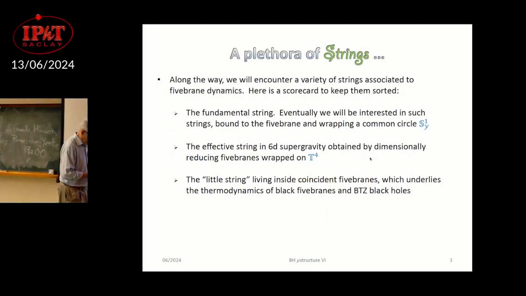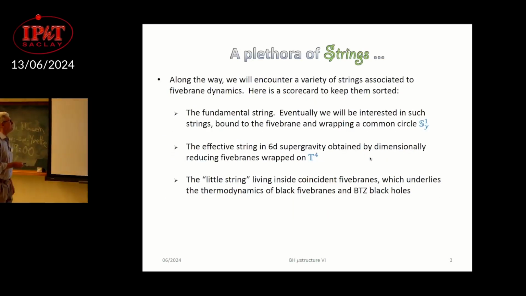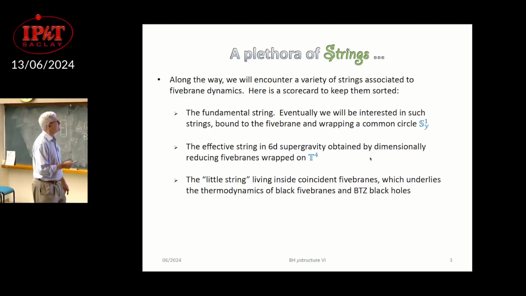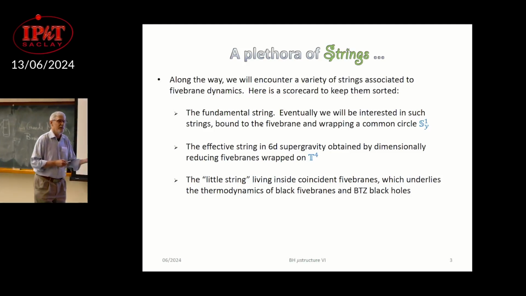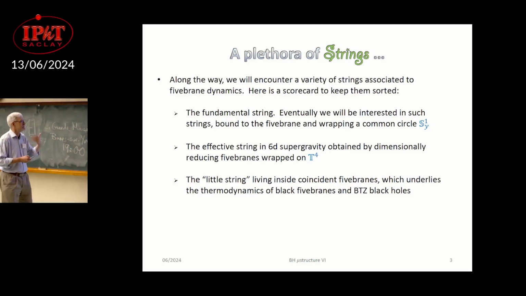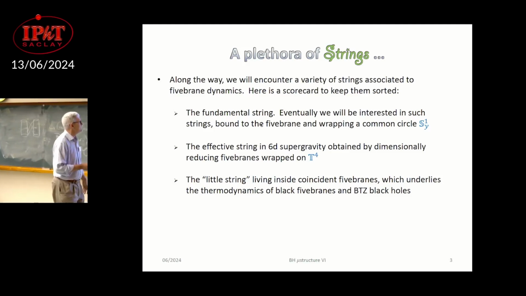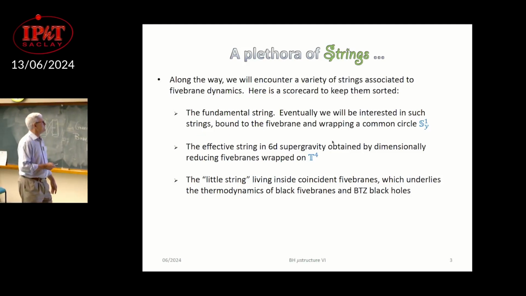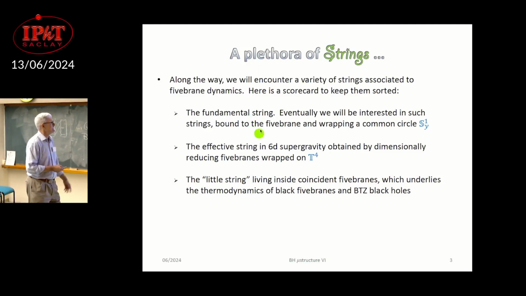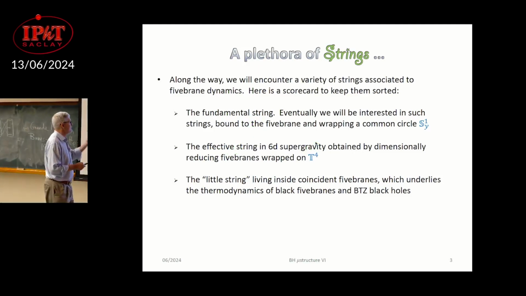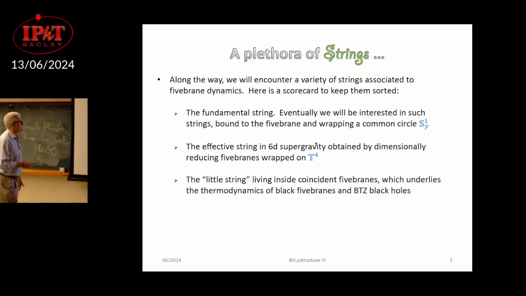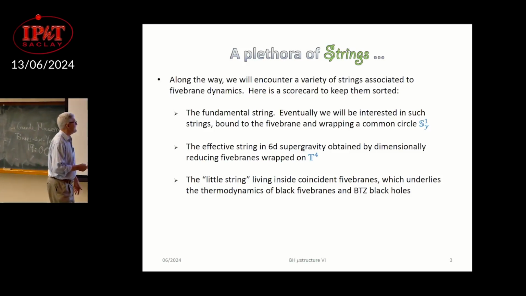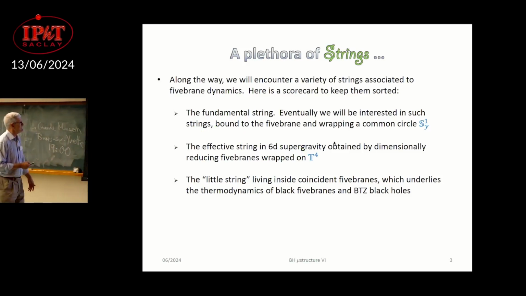So along the way, there are a variety of strings that we're going to encounter, and it's useful to keep them straight. One is the fundamental string. Eventually we're going to want to make AdS3, so we're going to want to bind fundamental strings to the 5-branes to make an AdS3 near-horizon geometry, or near-source geometry, I should say. We're also going to encounter the 6-dimensional effective string that you get by taking the 5-brane and wrapping it on T4 or K3, and that makes an effective string in 6 dimensions after dimensional reduction. The properties of that effective string will be a large part of the story.